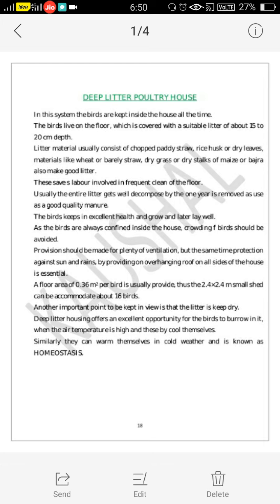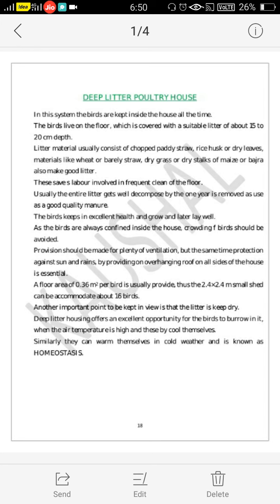Provision should be made for plenty of ventilation, but at the same time protection against the sun and rain by providing an overhanging roof on all sides of the house is essential. A floor area of 0.36 meter square per bird is usually provided. Thus, a 2.4 by 2.4 meter small shed can accommodate about 16 birds.